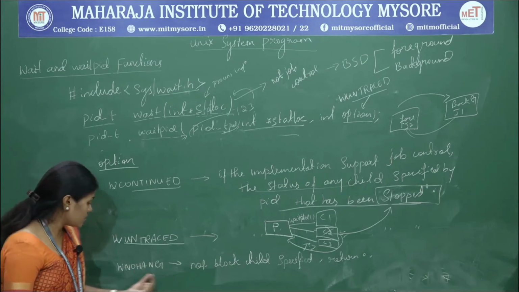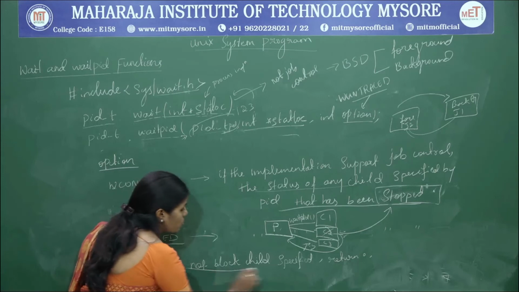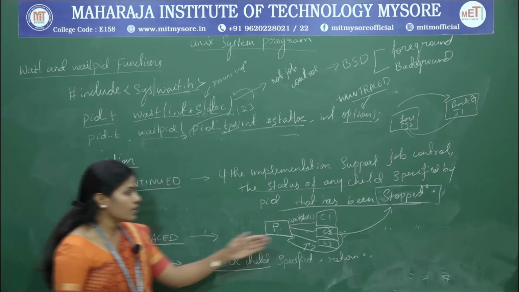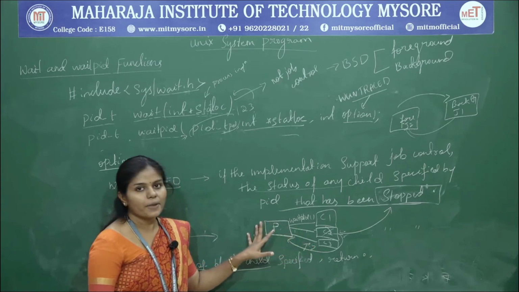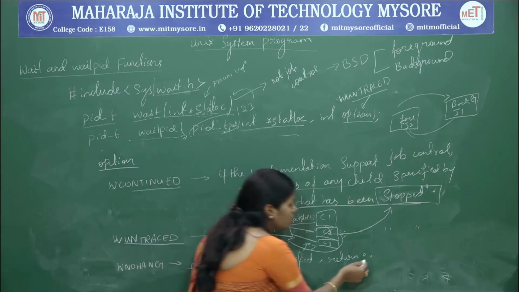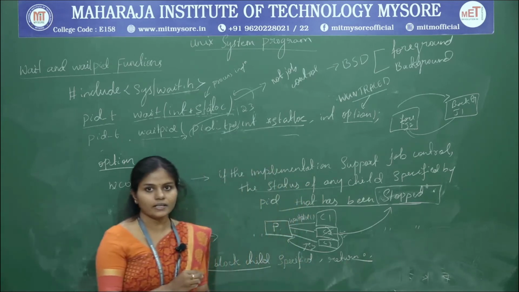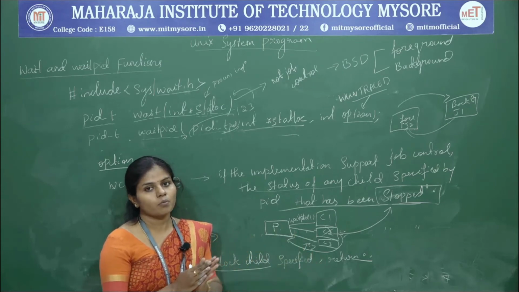The last one is WNOHANG. That means that it is not going to block the child. So after sending the termination status to the parent, it is not going to block. So it is going to return the value 0, right? So the 0 indicates that the child is not going to be blocked.